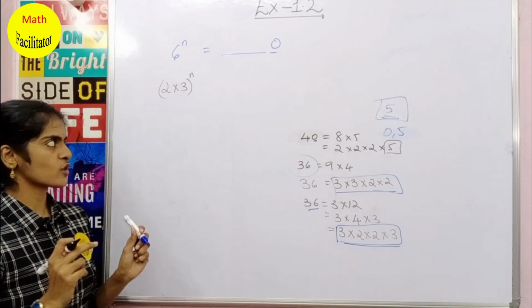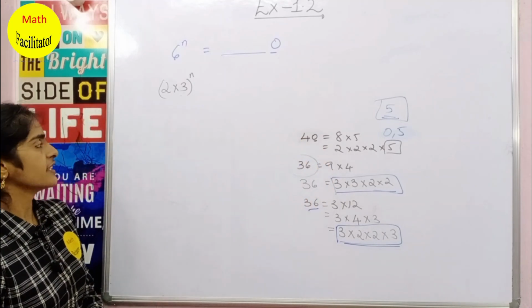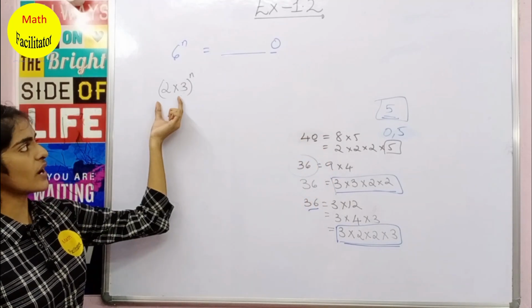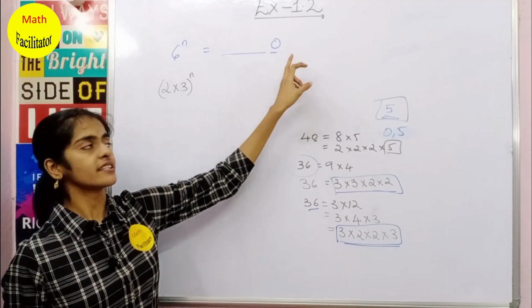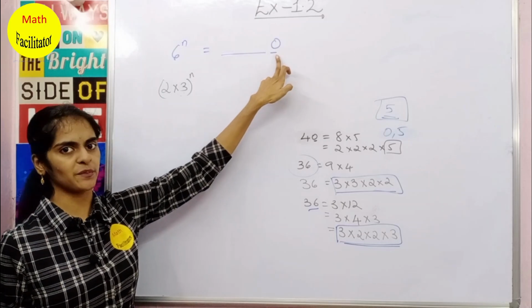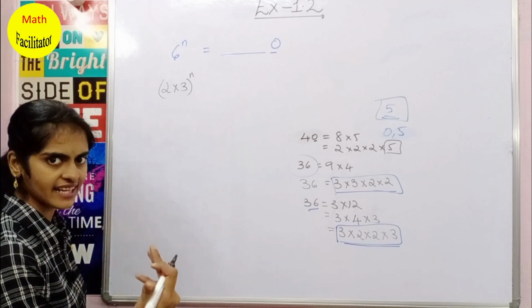Are you getting it? So what will you write here? Using the fundamental theorem of arithmetic, the only prime factors are 2 and 3. So there is no 5 here, which means 0 cannot be the digit in the units place. So this I can also prove in another way.